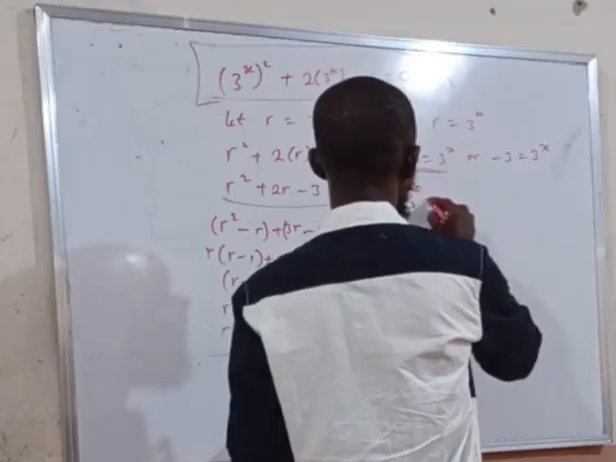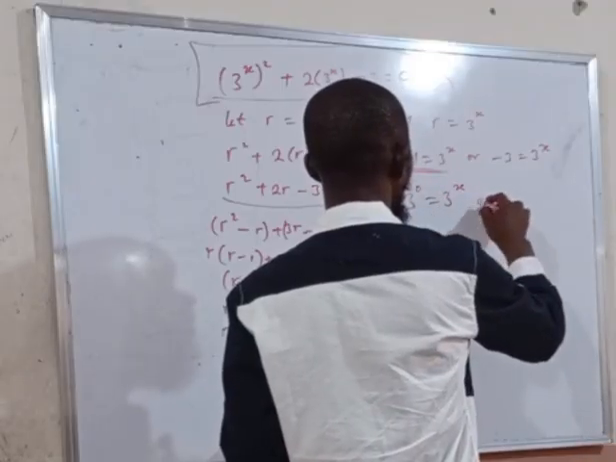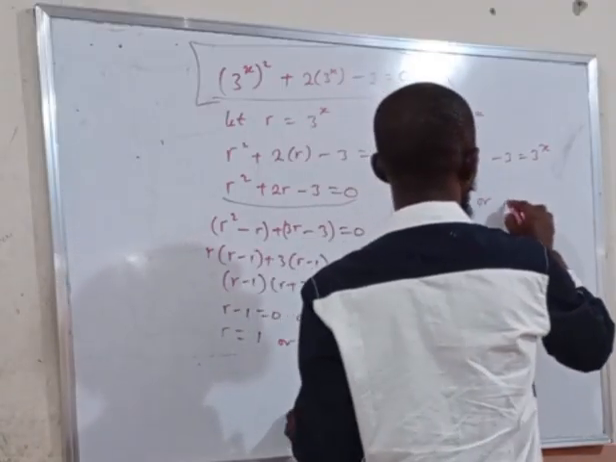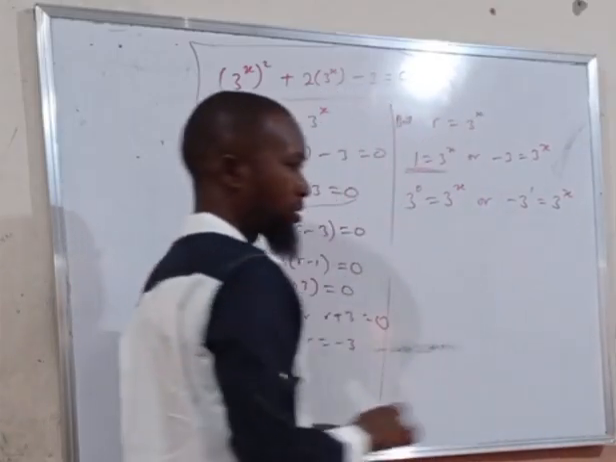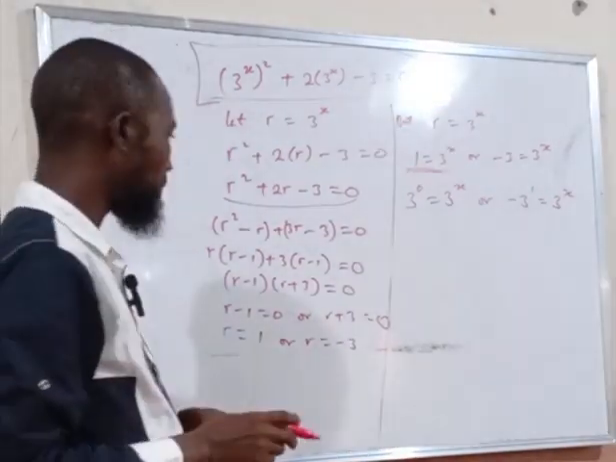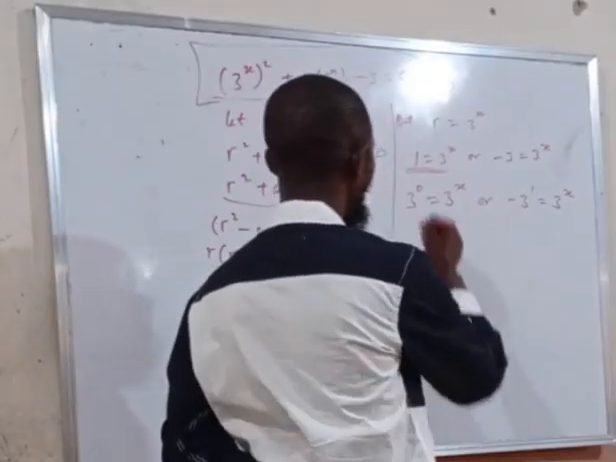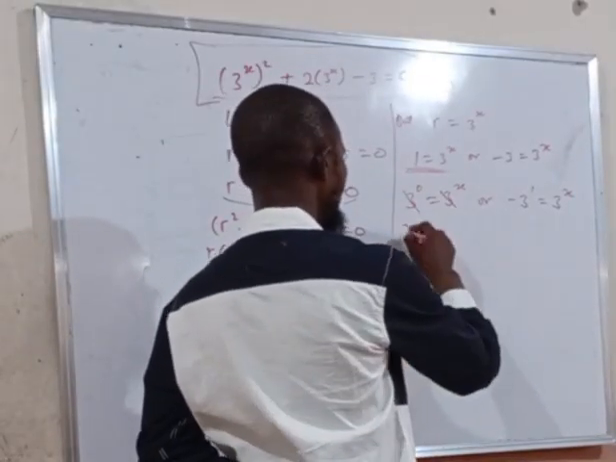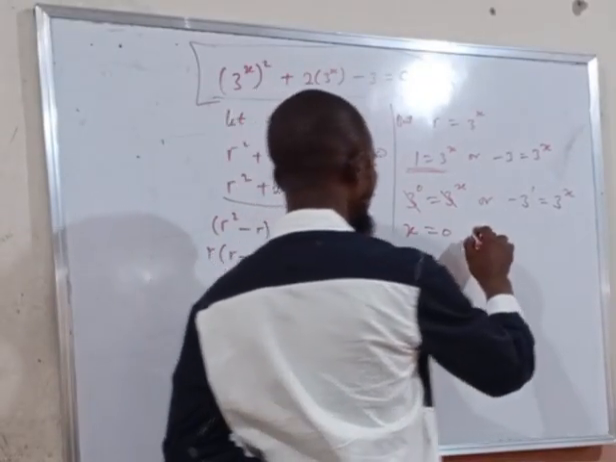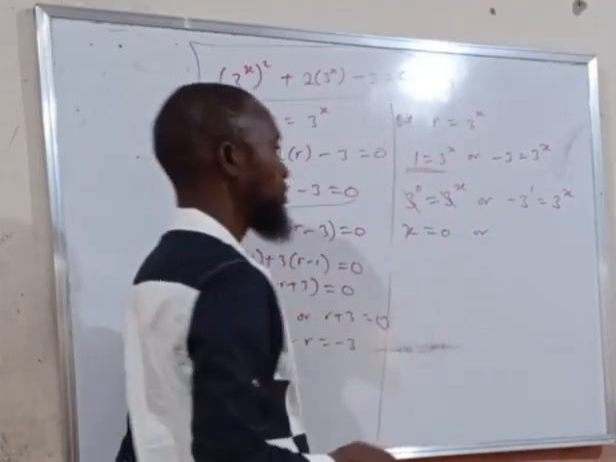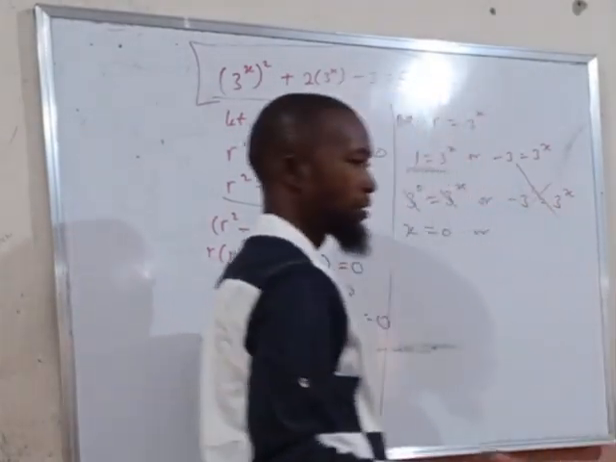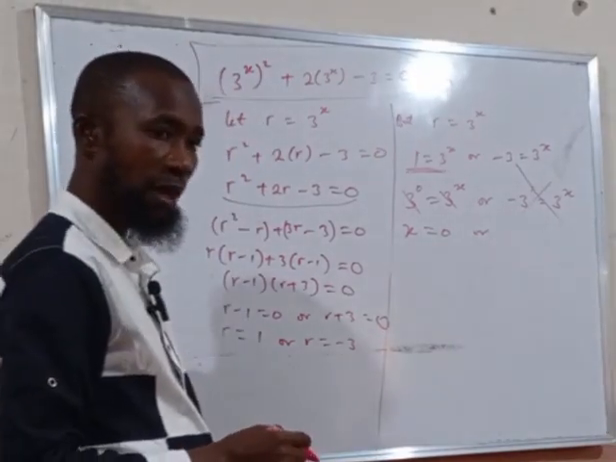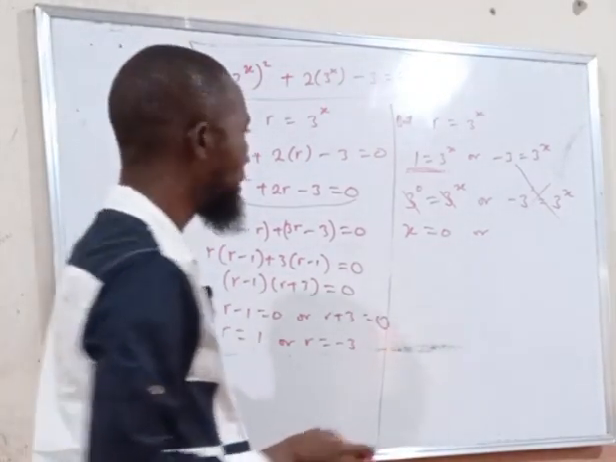We can say 3 raised to power 0 is 3 raised to power x, or minus 3 raised to power 1 is equal to 3 raised to power x. Are you with me? Now, what will happen? 3 will cancel 3. We say here x is equal to 0, or you see this area here, we cancel it like this. It is not possible. You know why?